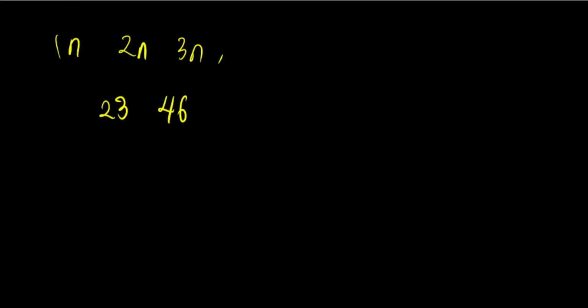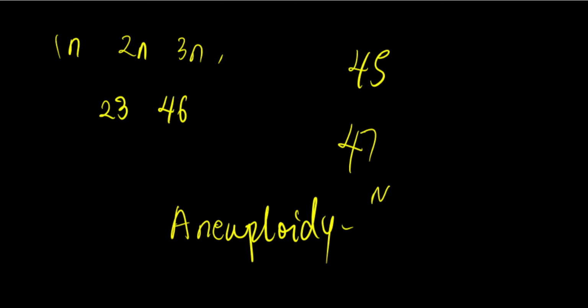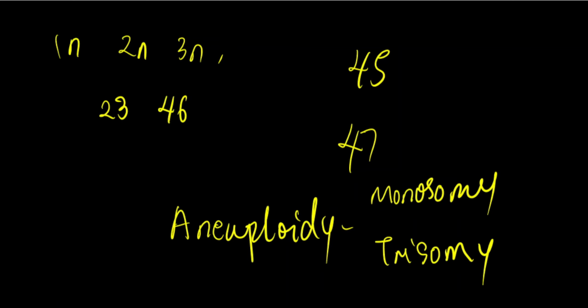What happens when we have 45 chromosome number? Or say, for instance, we have 47. These two numbers are not multiples of 23. When a situation like this occurs, what we have is aneuploidy, and specifically in humans it could be in the form of monosomy or trisomy. Monosomy would usually be associated with number 45, and trisomy would usually be associated with number 47. An example of trisomy would be trisomy 21, which is associated with Down syndrome.